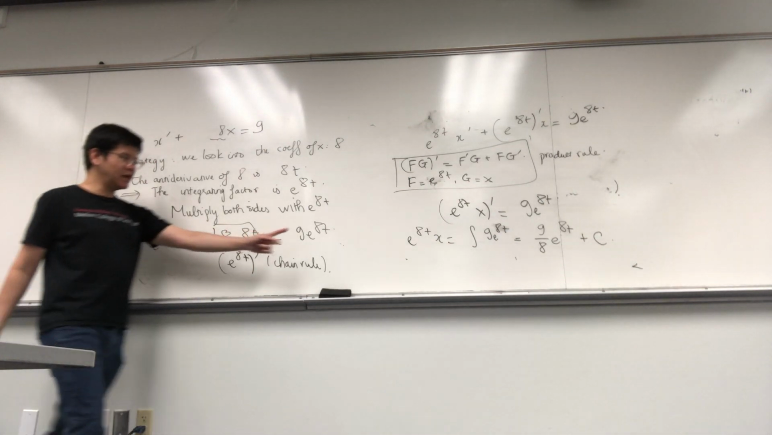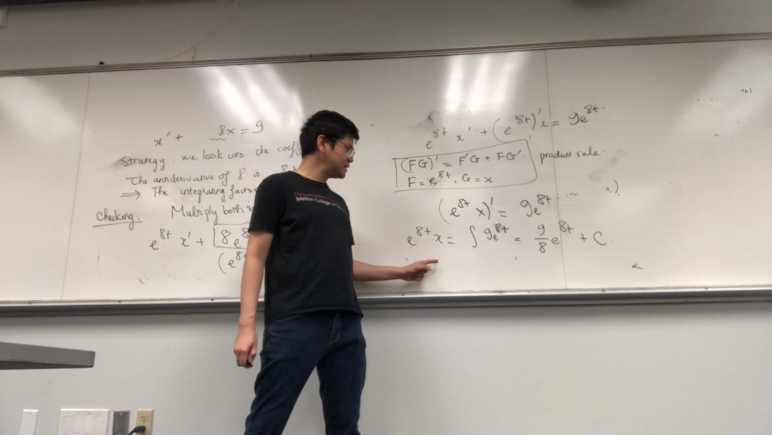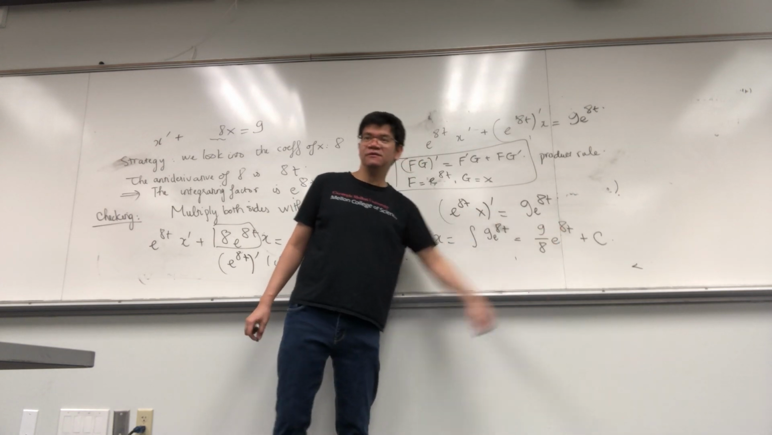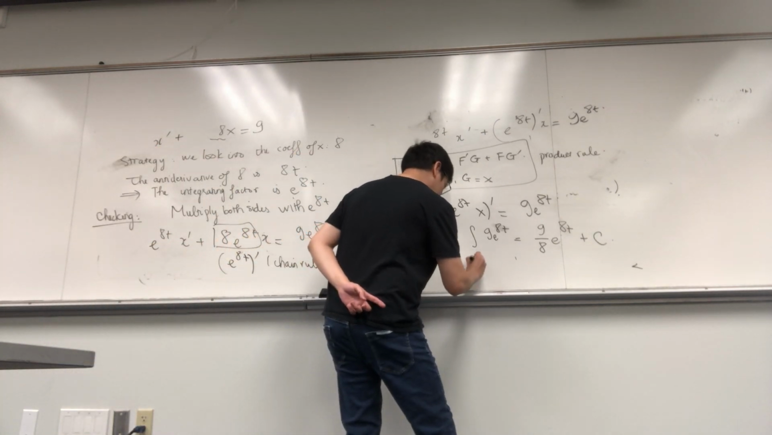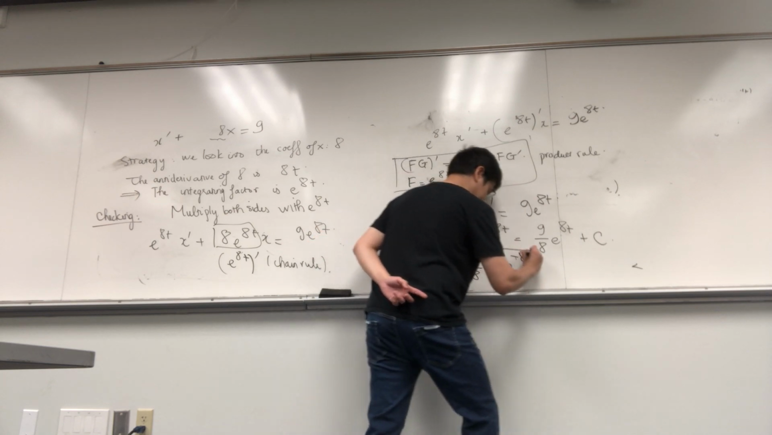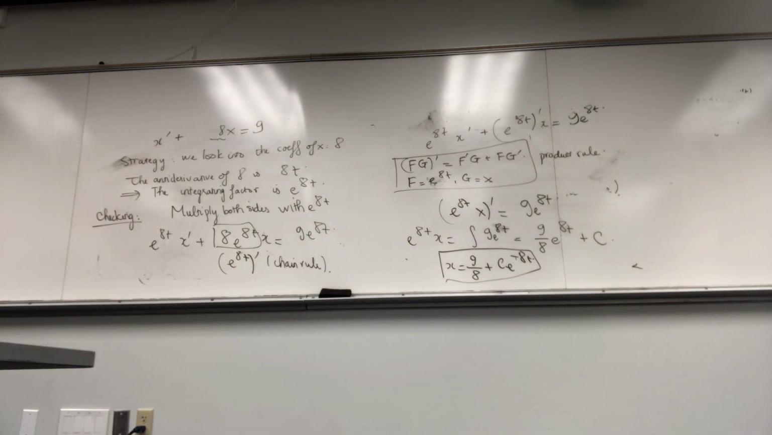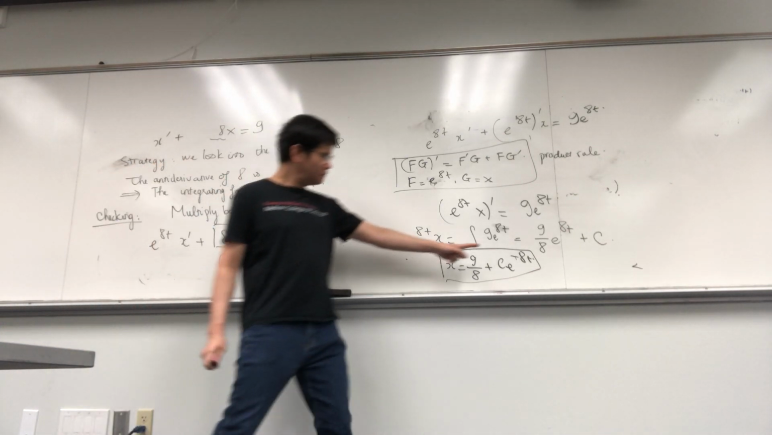So to solve this, you integrate both sides. The left-hand side gives me e to the at x. The right-hand side gives me the antiderivative plus a constant c. Now I'm going to solve for x. So x is going to be the constant plus c e to the power minus at. Is it clear? Questions?